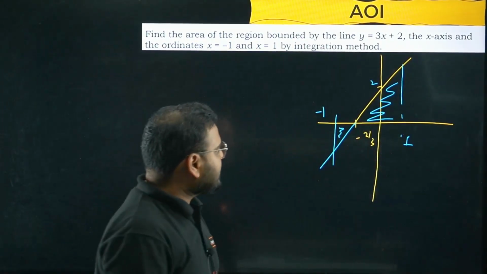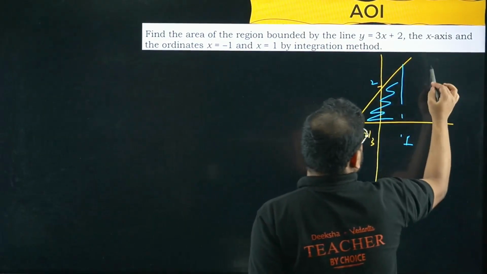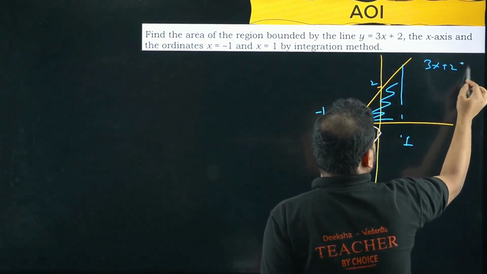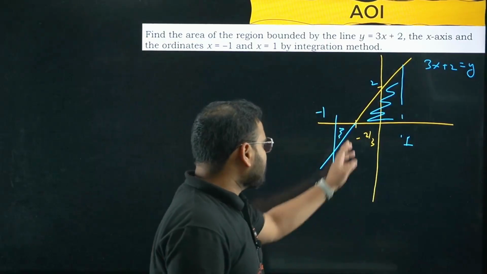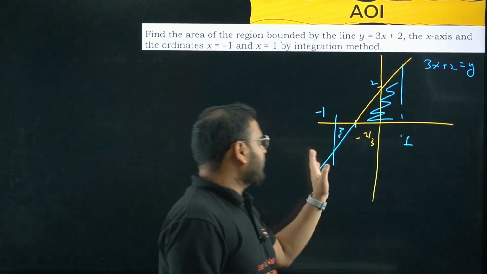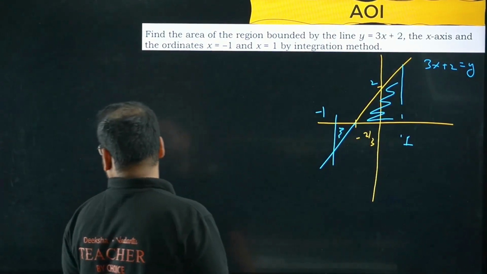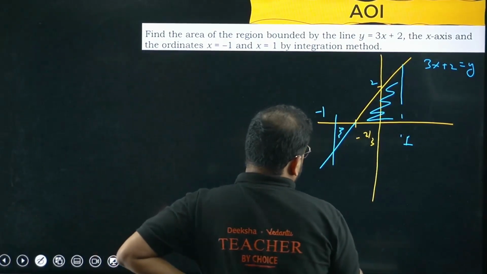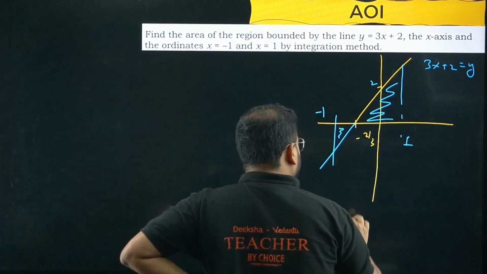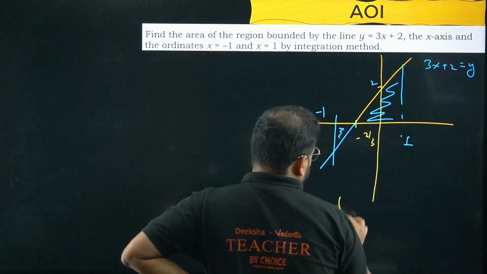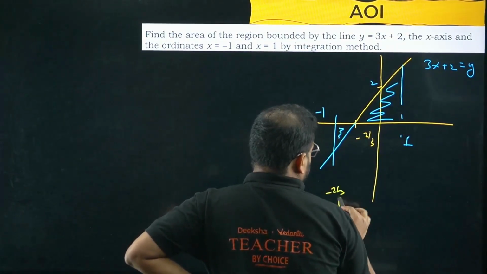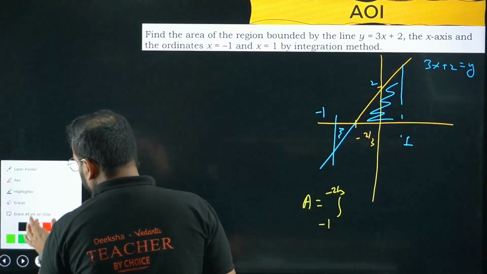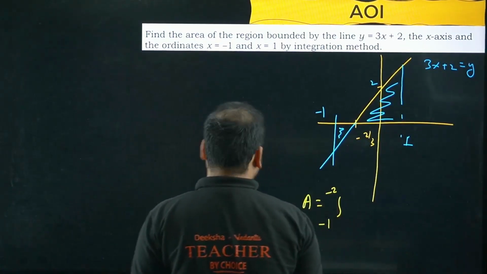So I'll integrate this function. What is the function? 3x plus 2 equals y. Integrate this from minus 2 by 3 to 1 with a positive sign. From here you have to apply the modulus. Please check. So this area will become, integrating from minus 1 to minus 2 by 3.